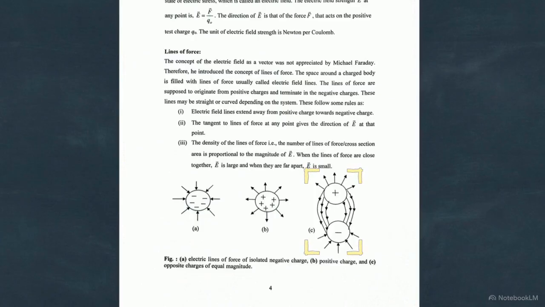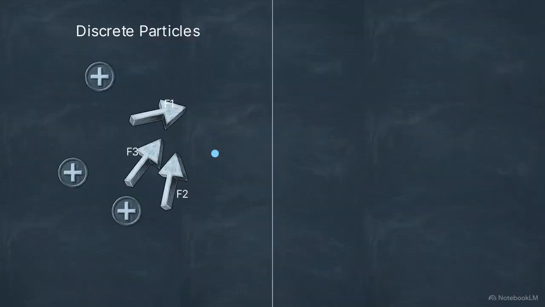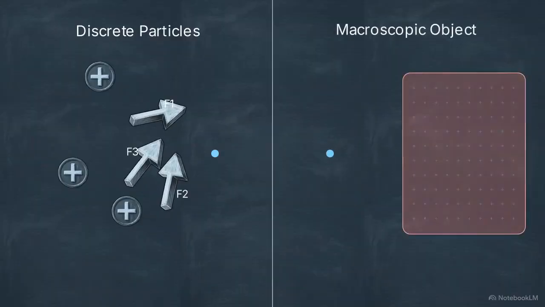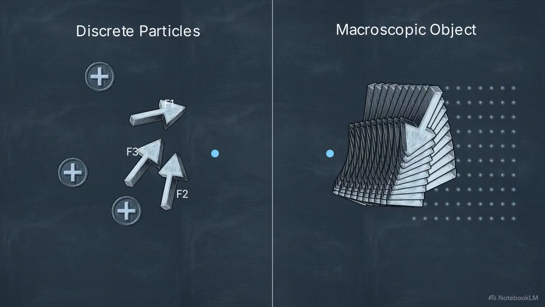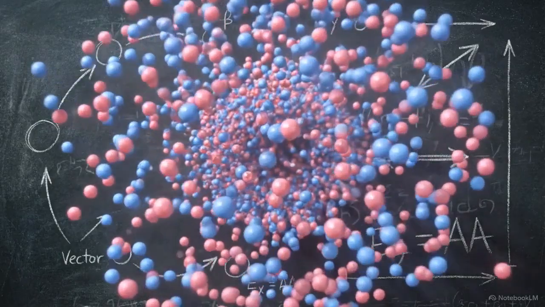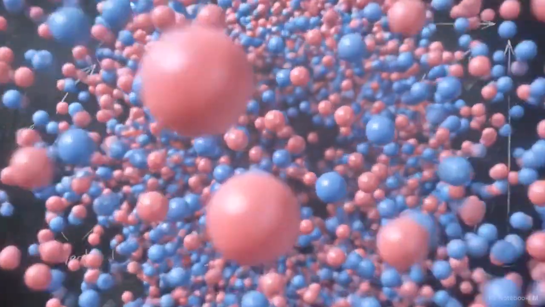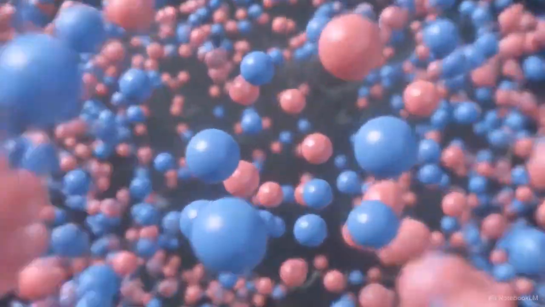and density. While Coulomb's law is exact for discrete, countable particles, applying this point-by-point logic to solid, macroscopic objects introduces a massive increase in complexity. In reality, a metallic surface doesn't consist of a few particles, it contains trillions of electrons. Summing every discrete vector is computationally impossible.